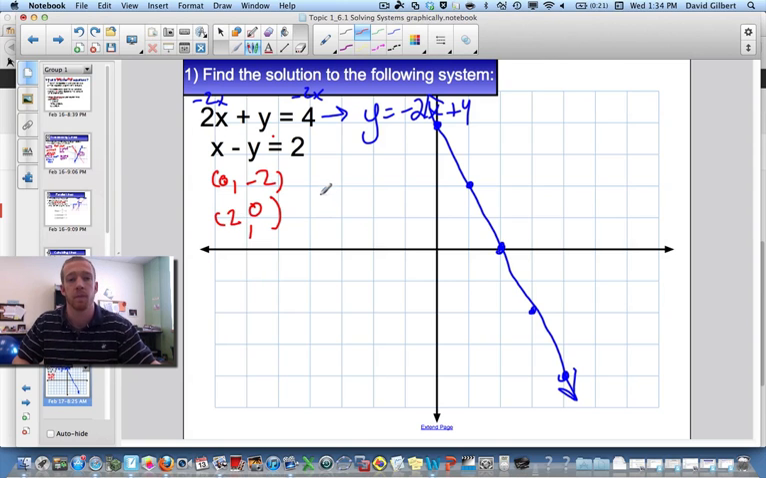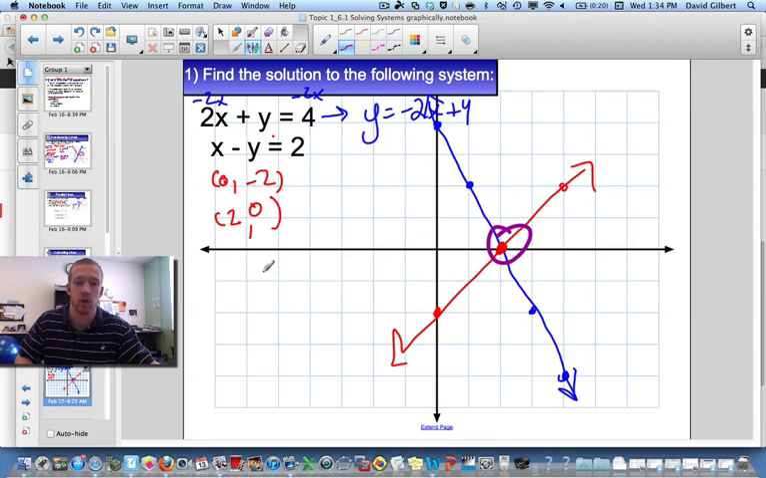Oops, there we go. So 0, negative 2 is a point on my line. 2, 0 is a point on my line. So see how I graphed the same point that already had a blue dot there? That guarantees me that it's on both lines. So there we go. That's my solution.